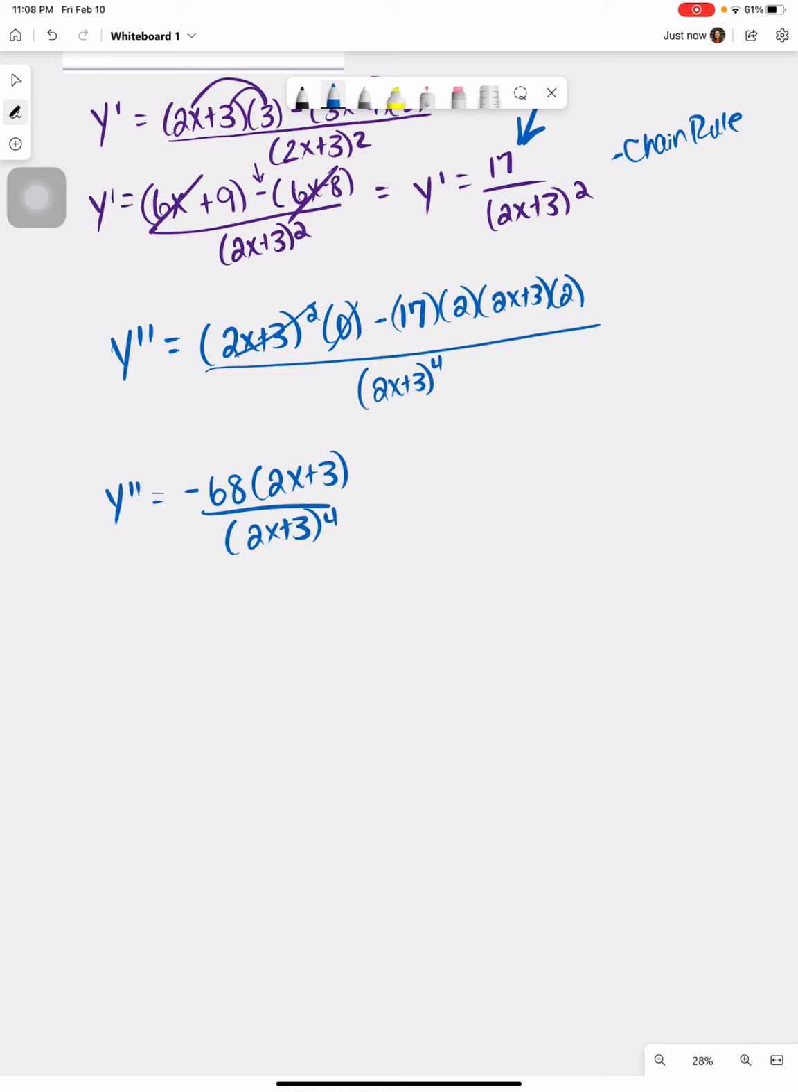And I think once I write it that way, you can see that I have a common term in my numerator and in my denominator. So I can reduce this. I can take 1 out of my numerator, take 1 out of my denominator. That leaves me with a negative 68 divided by 2x plus 3 to the 3rd power.